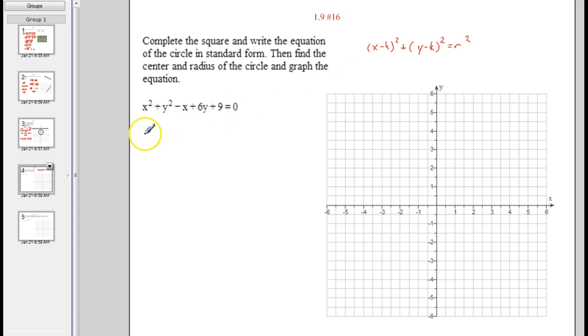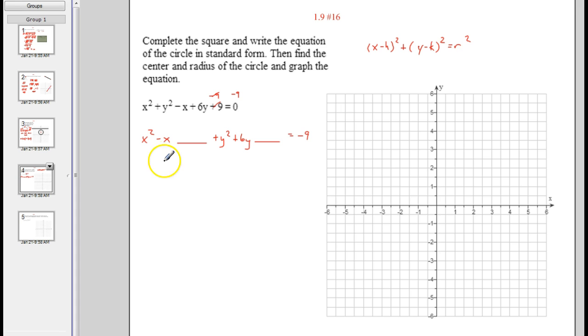Now, the way we do it is we group the x's together, leave a space because we're going to have to complete the square to do this, and then do the y's, so plus y squared. There's the 6y. Again, leave a space. That's what we're going to have to add to complete the square. And then this 9, we're going to subtract it from both sides to put it over here on the right side. So that's going to be equal to -9 right now.